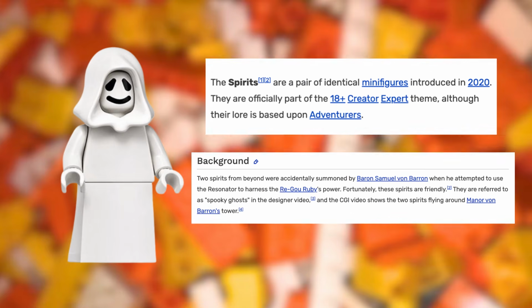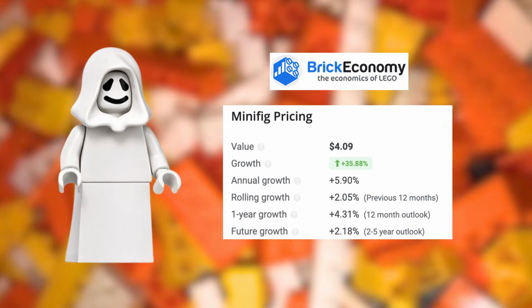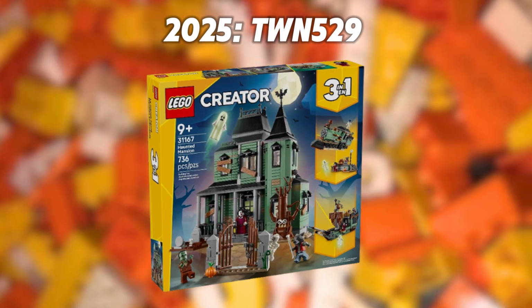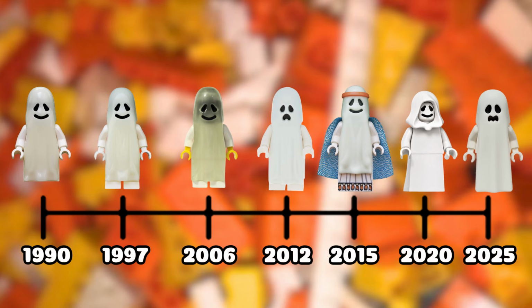Now, the final Ghost minifigure we have just released in 2025, which introduced a new expression, a wavy kind of screaming expression. It was released in the 3-in-1 Creator Haunted Mansion. That concludes the evolution so far for the Ghost minifigure. Thanks for watching.